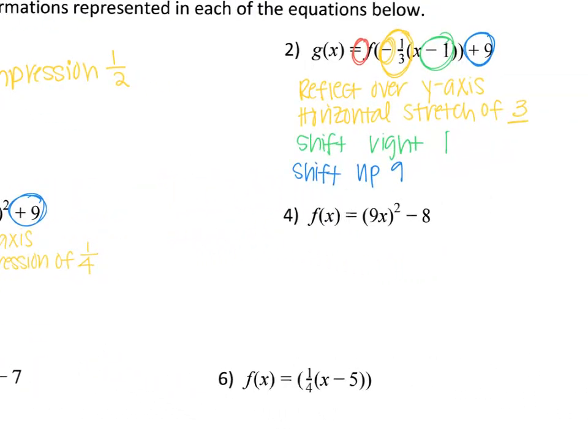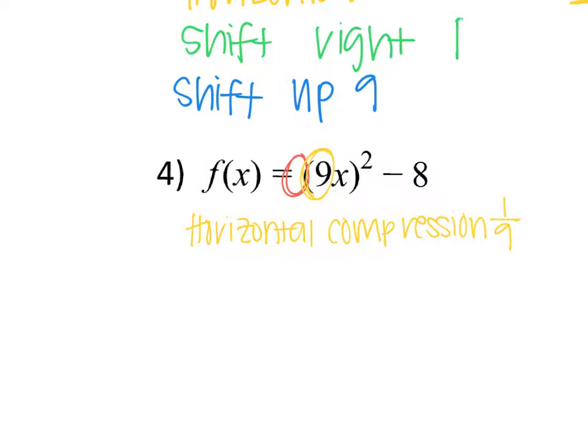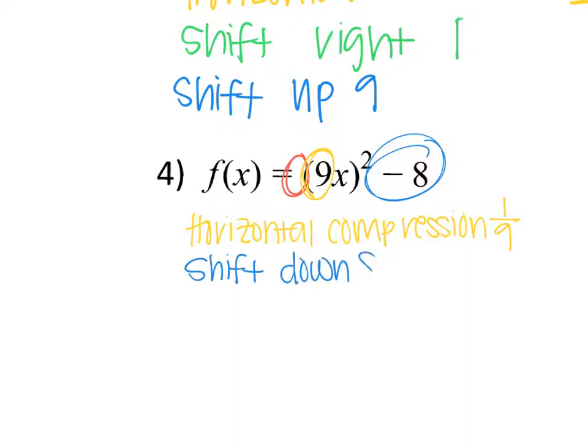So let's look at 4. Again, I've got a parabola. It's a quadratic. There's nothing on the outside I'm multiplying by, no a. There is a number I multiply on the inside, 9. It's not negative, so there's no reflection over the y. It's greater than 1, so it's going to be a horizontal compression of, flip it, instead of 9, it's 1/9. I'm not adding or subtracting anything else inside the parentheses, but outside I'm doing -8, so I'm going down 8.